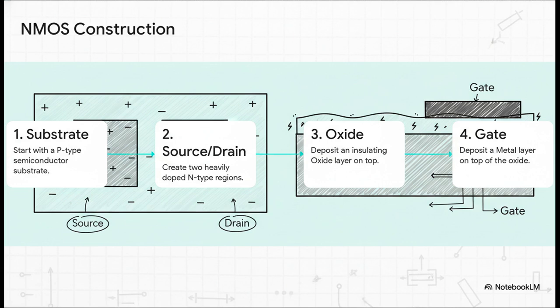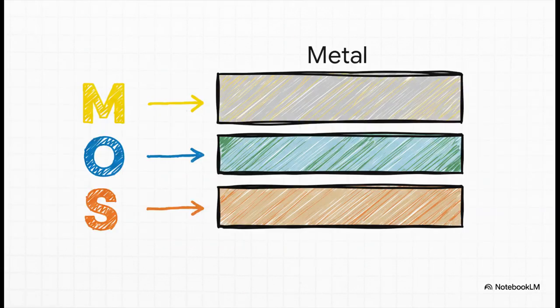After that, we lay down an incredibly thin layer of oxide, which is just a fancy word for an insulator, like glass. It doesn't let electricity pass through. And for the final touch, we put a layer of metal right on top. We call this the gate. And right there, if you just look at that little stack we just built, the name basically writes itself. You have a metal layer on top of an oxide layer on top of a semiconductor base. MOS. See? The first part of the mystery is already solved.